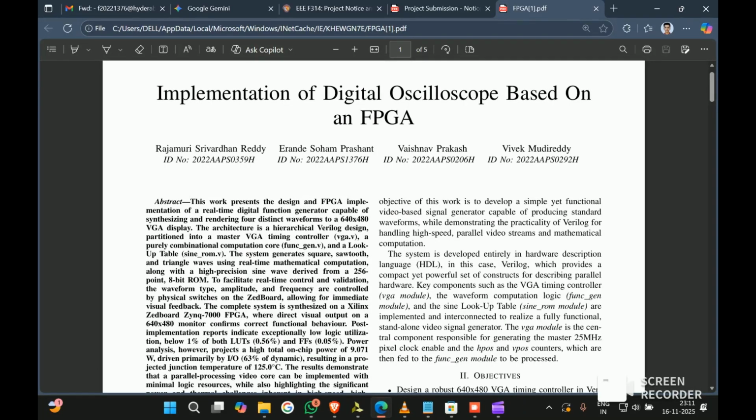Topic of our project is implementation of a digital oscilloscope based on an FPGA. The people involved in this are Rajamuri Srivardhan Reddy, Soham Prashant Erande, Vaishnav Prakash, and Vivek Mudi Reddy.